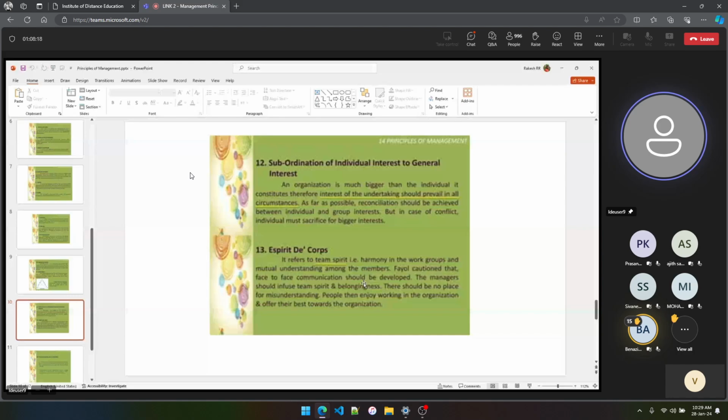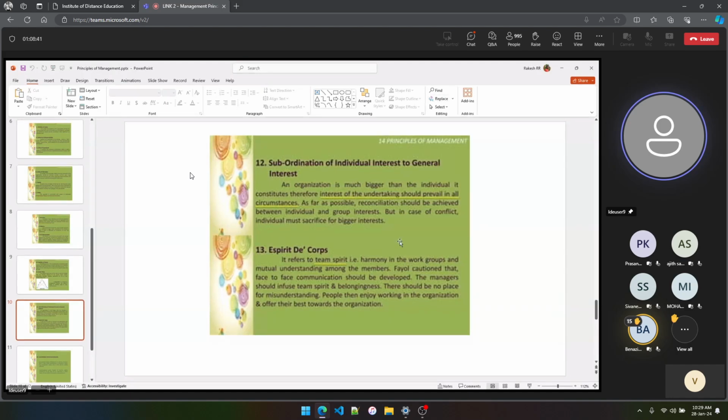Subordination of individual interest to general interest. It's very simple. If you're having 1,000 people working there, 1,000 people have 1,000 interests of their own. Okay. So if everyone is working on their own interest, okay, the overall organization cannot achieve its desired objective. So we have to sacrifice our self-interest in that and work for a common interest.